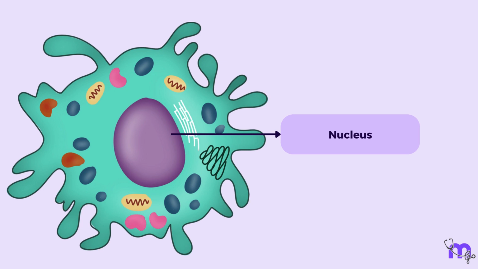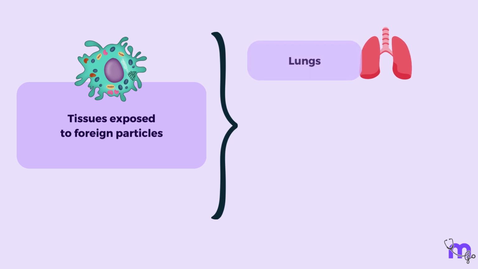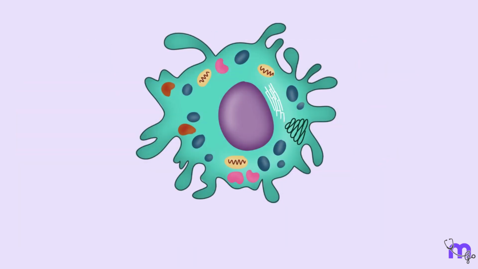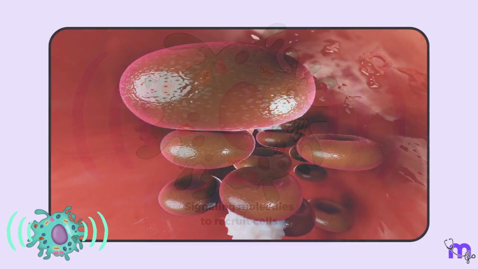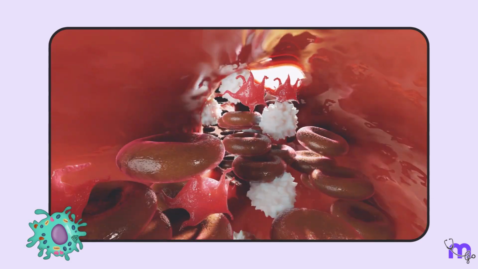Their cytoplasm has plenty of lysosomes which are responsible for digesting substances they engulf. They are often found in tissues that are frequently exposed to foreign particles, such as the lungs, liver, and spleen. In addition to their cleaning duties, macrophages also act as messengers in the immune system, releasing signaling molecules to recruit other immune cells to the site of infection or injury.